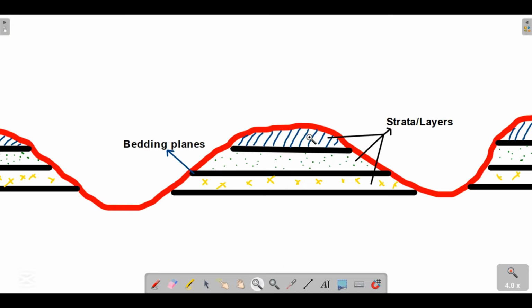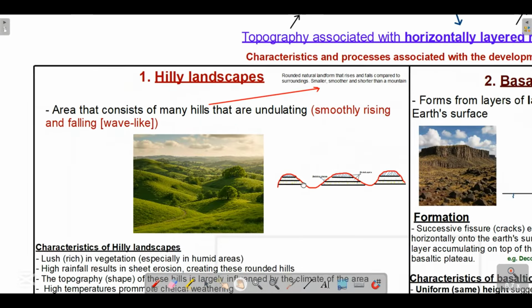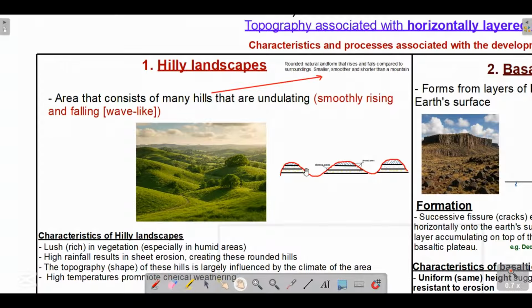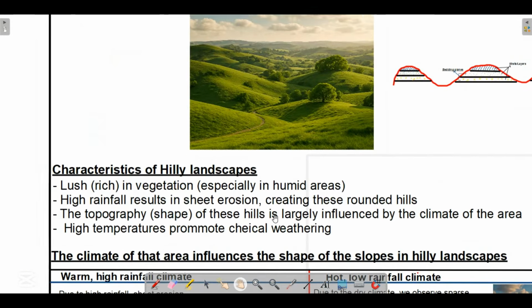As I said, these are your strata, the different types of layers, and then the boundary between them. The boundary between that strata and the following strata beneath it, we call it a bedding plane. Okay, so those are your hilly landscapes, guys. It's quite easy to identify them. They are characterized by many hills. They have this quite gentle gradient, and they are quite shorter. So we call that a hilly landscape, going down and up and down and up like a wave. So that's what we mean by that word, undulating. These hills that are undulating, that is your hilly landscape.